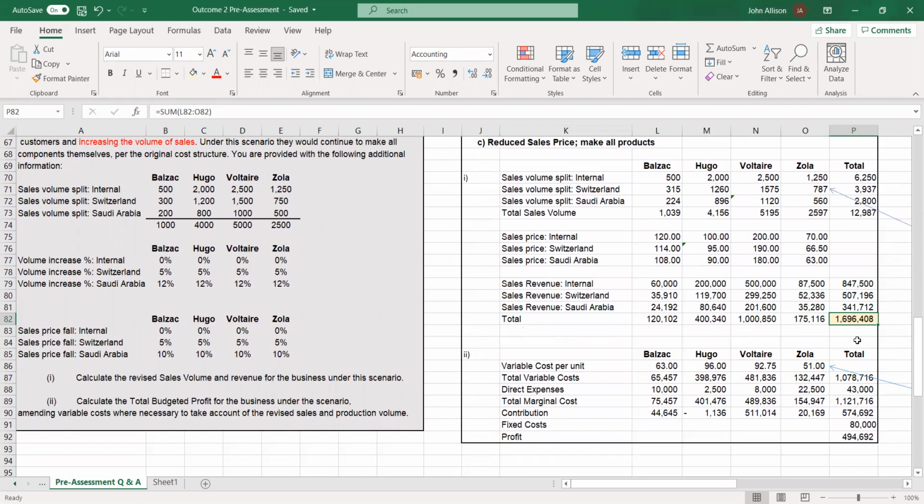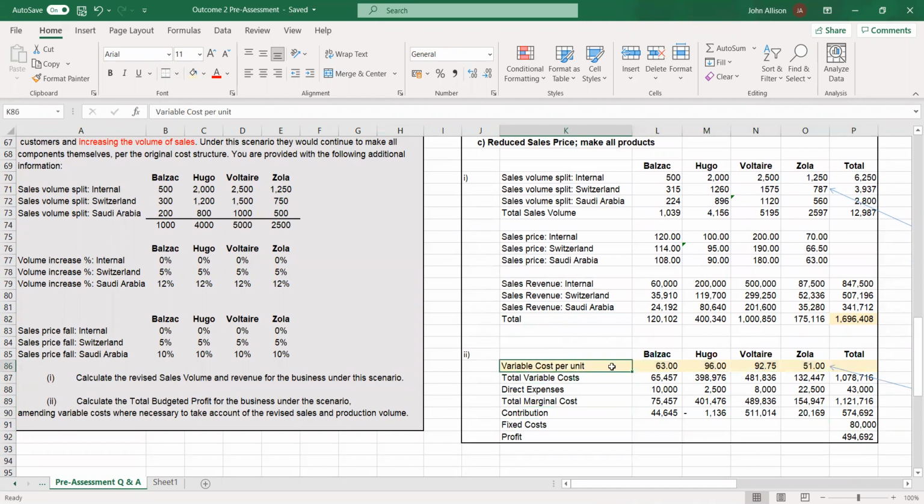So we get the variable costs as before. Then we add on direct expenses to get total marginal costs. Then we calculate the contribution, take off the fixed costs and get the profit. But the easiest way to do this is if we get the variable costs for each of the individual units.